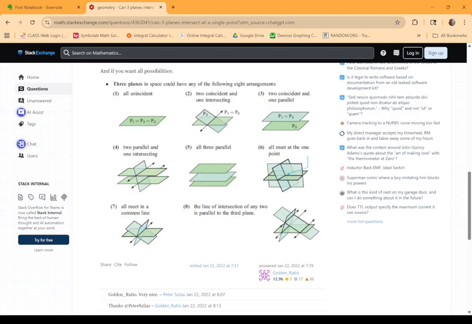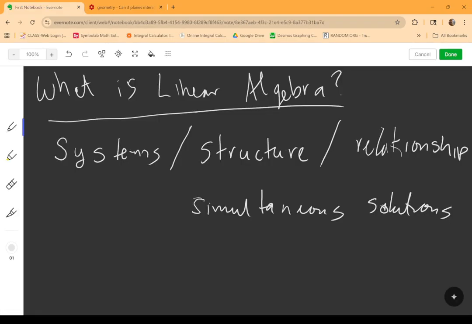Actually, in 8, there's no solution because all 3 of them don't have a corresponding one. But the other ones, like 1, 2, and 7, correspond to an infinite number of solutions. And 4, 5, and 8 correspond with no solution because that doesn't satisfy all 3 at the same time. Remember, we're talking about simultaneous solutions. So that's an idea of what we will be doing in this course. We'll be taking a look at these systems, their structure, and how they're related. We're solving these systems simultaneously, so there will be some computations for sure.